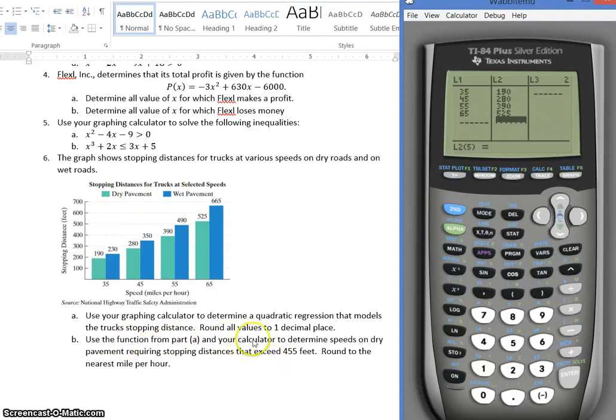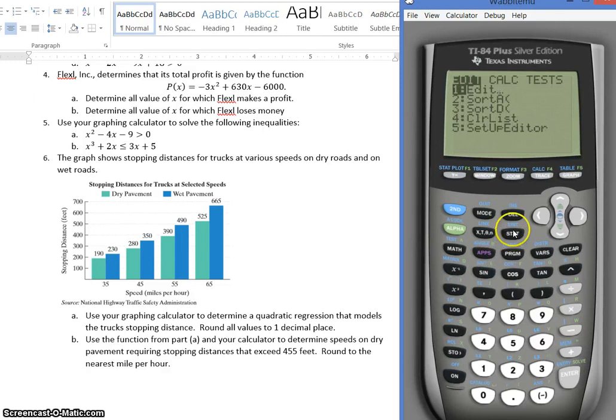Well, looking down here, I notice it wants information about dry. So I went to my calculator and I typed in the X numbers into L1, 35, 45, 55, 65, and I typed in the dry distances into L2. It says use a quadratic regression. What happens with this one is this data doesn't quite fit into a line. It kind of looks like a line, but it turns out that a parabola, a quadratic regression, matches better.